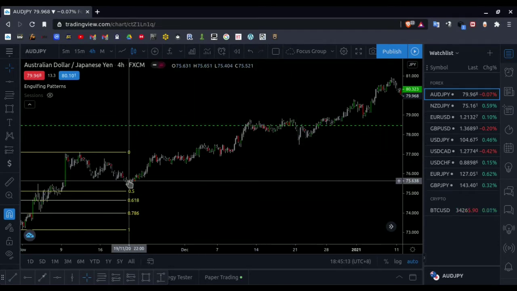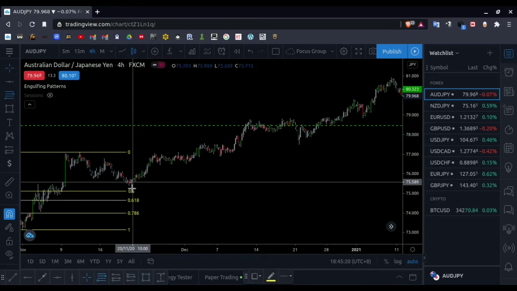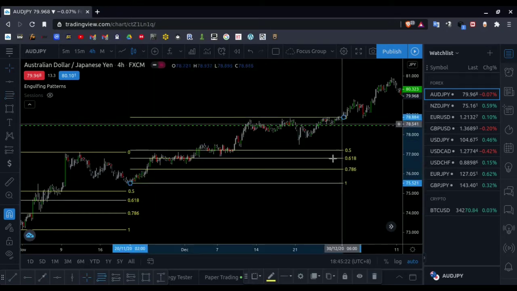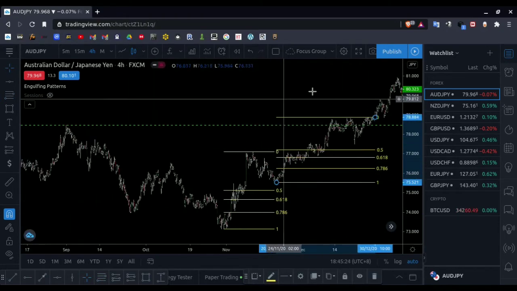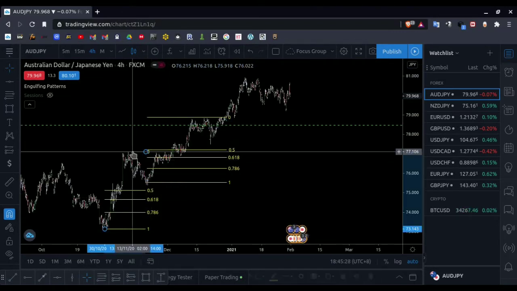Now we have another move from A to B. Structure was broken here, so once structure is broken, we can consider that impulse done. So you could draw another fib from here to here. So that's how I like to do it, instead of drawing a huge move from here to here, because that's too much data to work with.